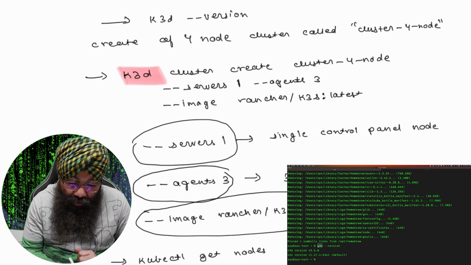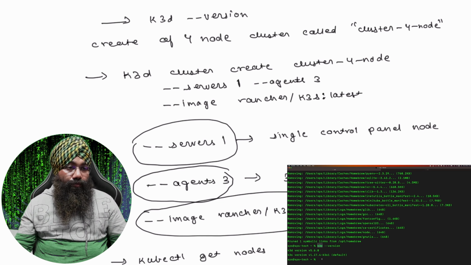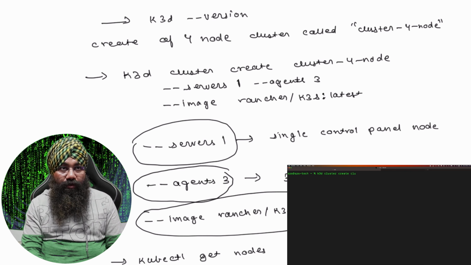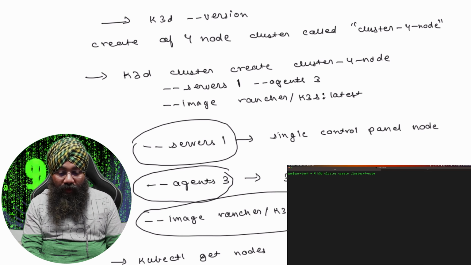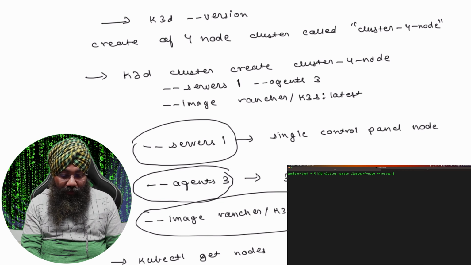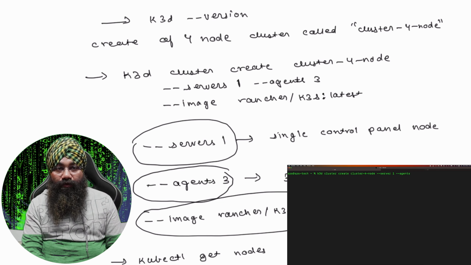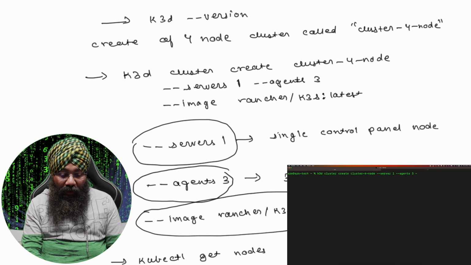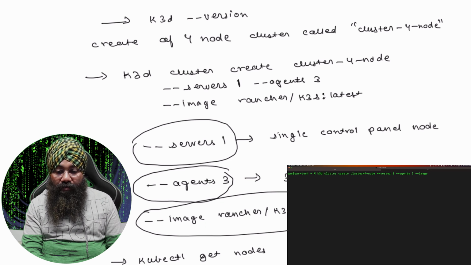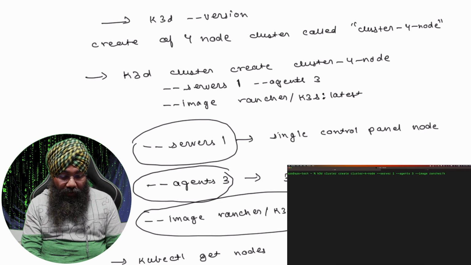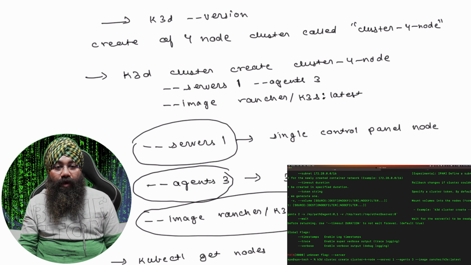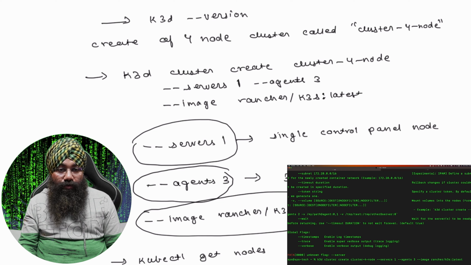Okay. So let's run this command and see what happens. We will type k3d cluster create, then the cluster name 4-node. Then we will specify how many server nodes we need, so we'll specify 1. Then we'll specify how many worker nodes we need. We'll specify 3. And then which image to deploy on all the nodes. So we use image rancher/k3s and its version as latest. Sorry, I mistyped servers as server. So it will be servers.